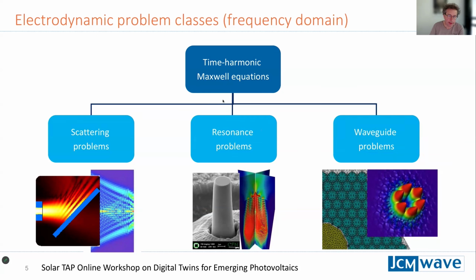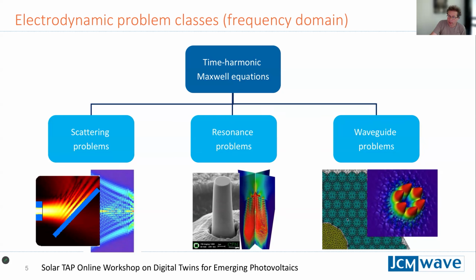However, Maxwell's equations can be divided into three main problem classes here. This is scattering problems, where you have an external light source illuminating your sample, like the sun impinging on a solar cell. And then you want to solve for the scattered light field and for quantities deduced from that. However, sometimes it's more useful to look into resonance problems, like in the case when you have a cavity, like for a laser, and when you want to know the resonance wavelength, the Q factor, and stuff like that.